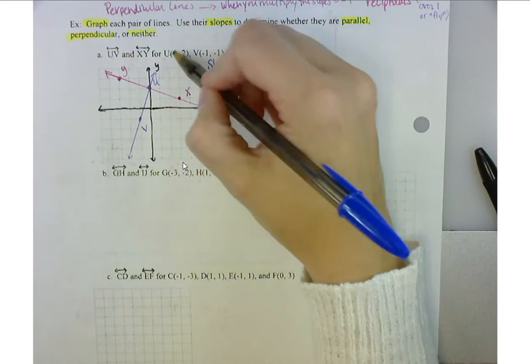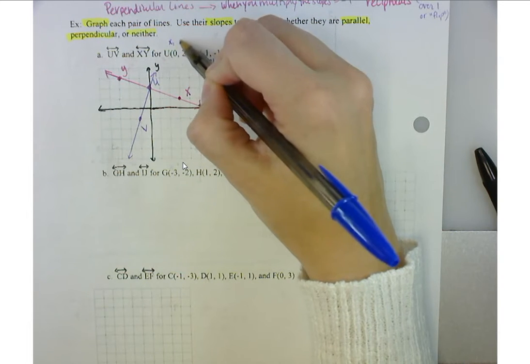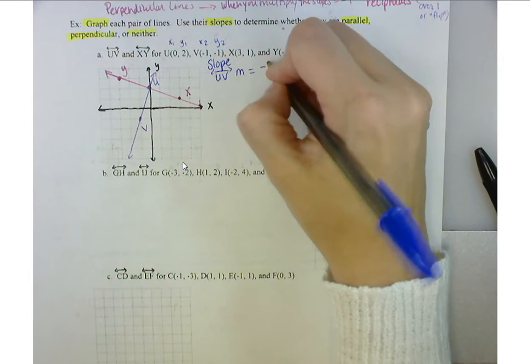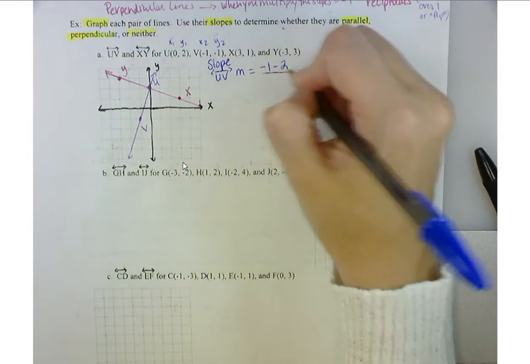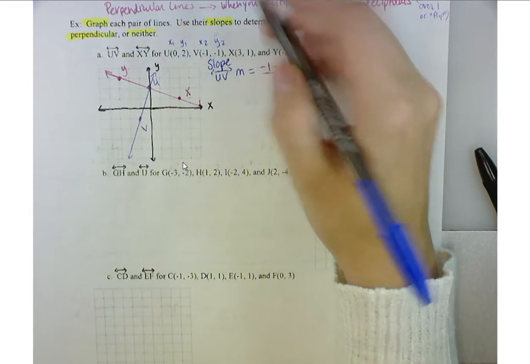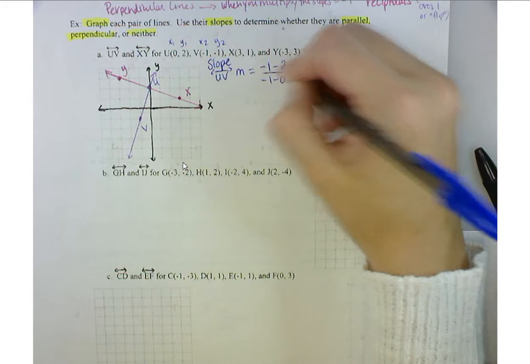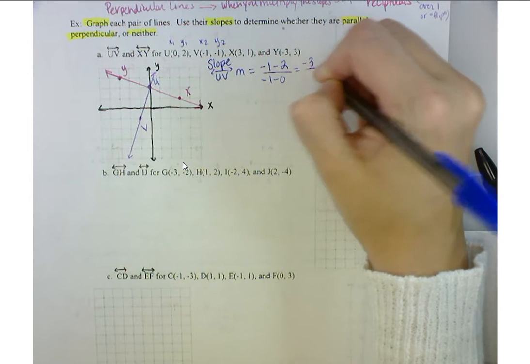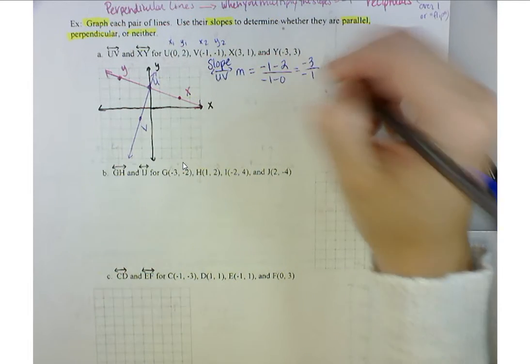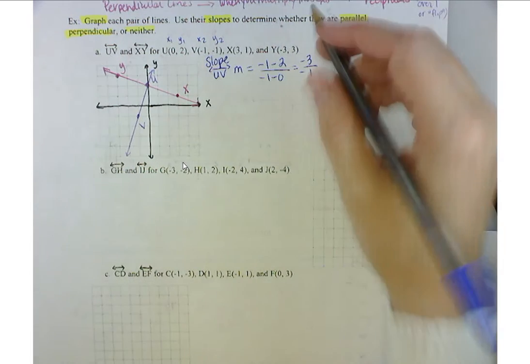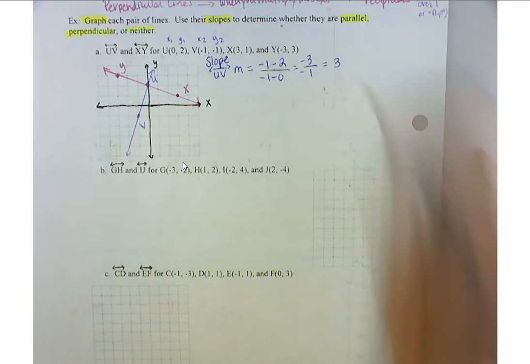And so for U and V, you can think of this as your x1, y1, x2, y2. You have -1 minus 2 on top. On the bottom, you have -1 minus 0. -1 minus 2 is -3. -1 minus 0 is -1. What happens when you divide a negative by a negative? You get positive, so it's +3.